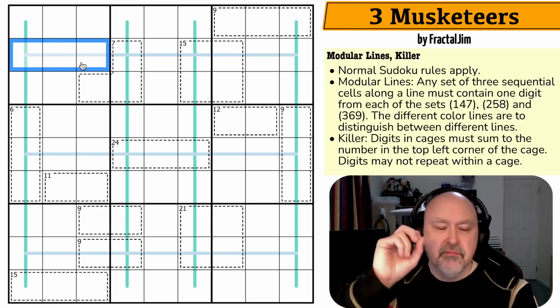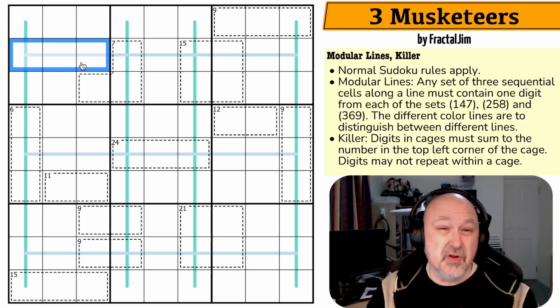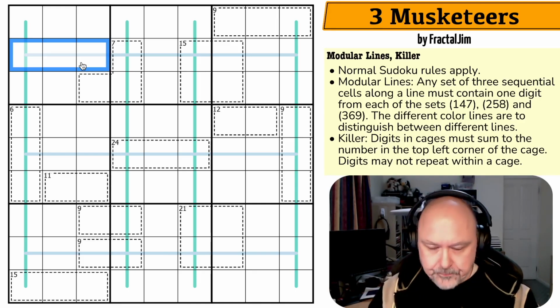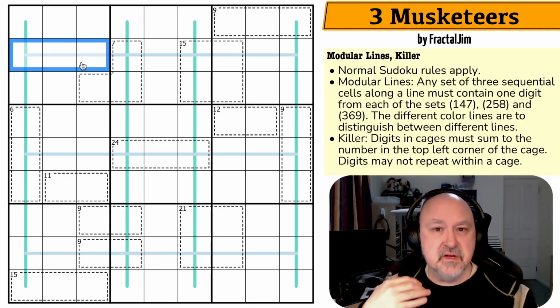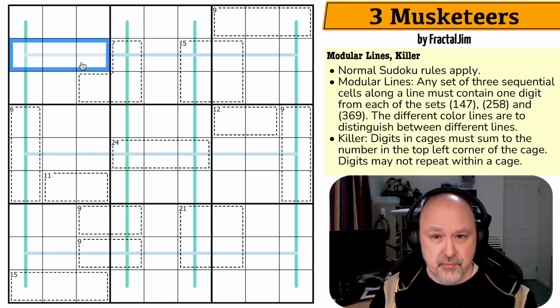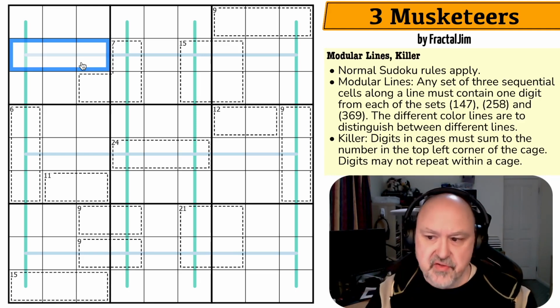And the reason they're called modular lines is they're basically the remainders of modulo 3. If you divide the digits 1, 4, 7 by 3, the remainder will be 1. If you divide 2, 5, 8 by 3, the remainder is 2, and if you divide 3, 6, 9 by 3, the remainder is 0. So that's why they're grouped into those sets.